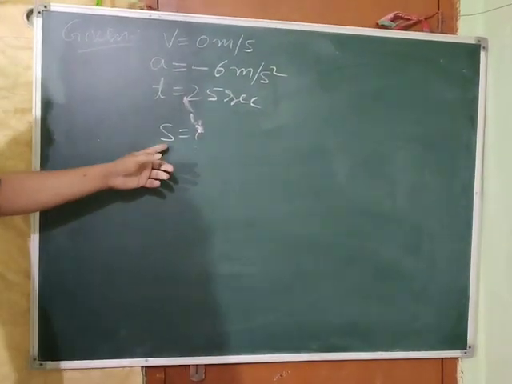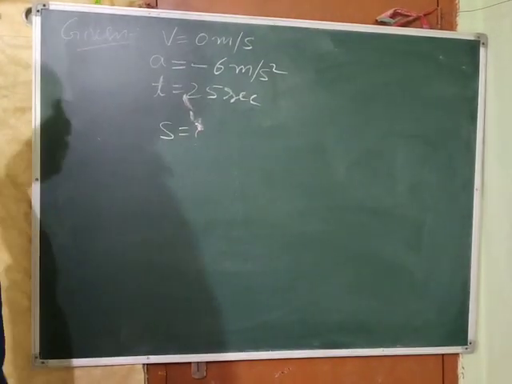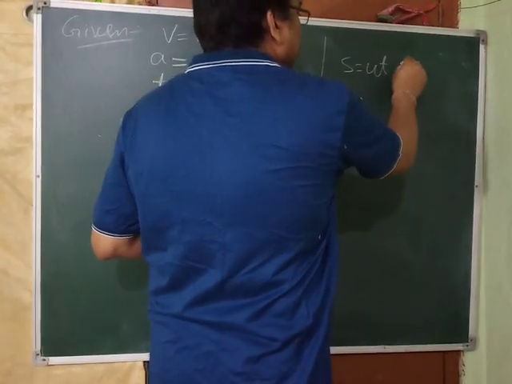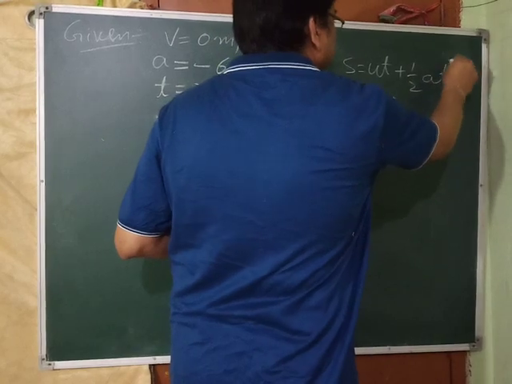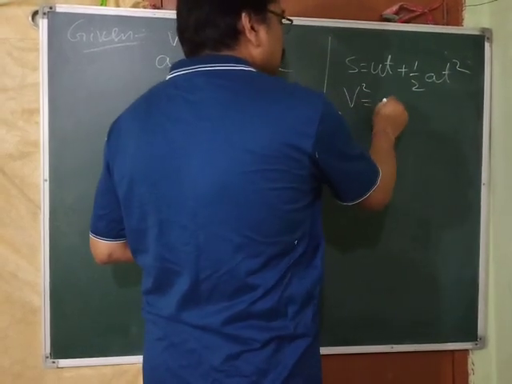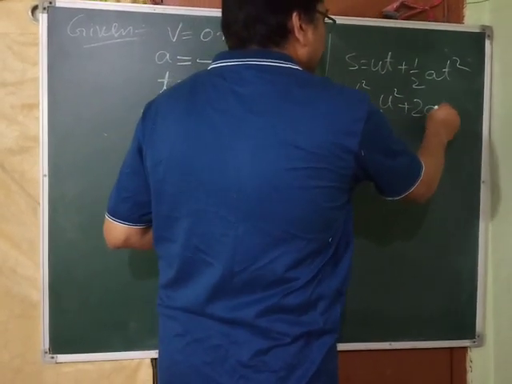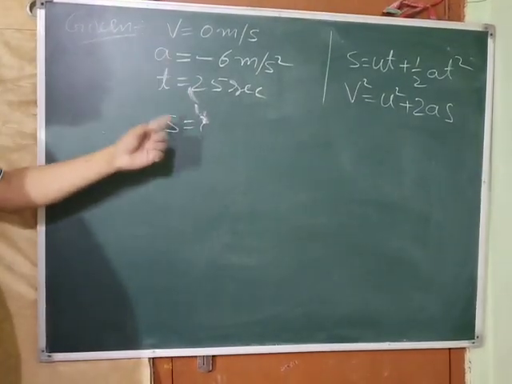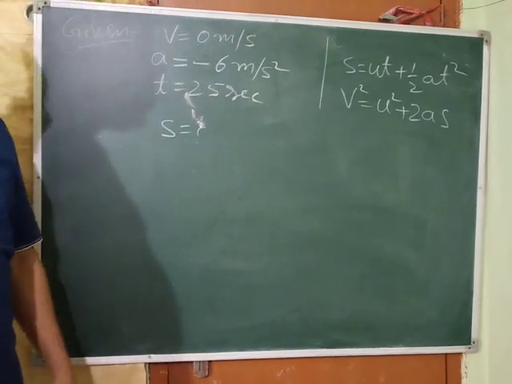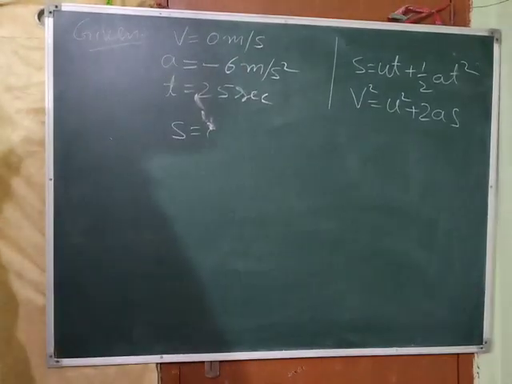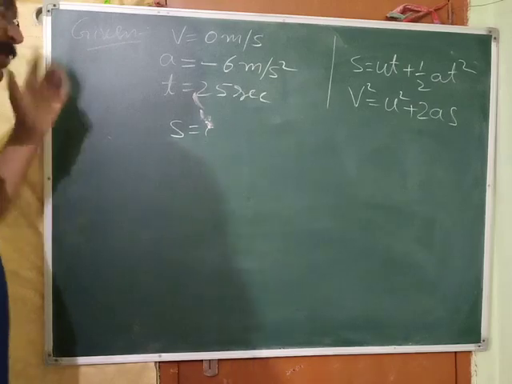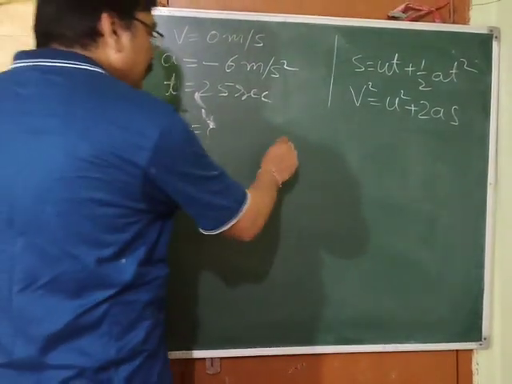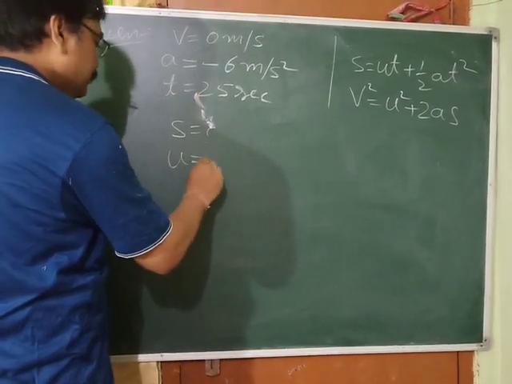But whichever formula you are going to use for distance, either s is equal to ut plus half at square, or v square is equal to u square plus 2as, in both you require u, but u is not known to you. So our first duty is to find u. Only then we can find out the displacement. So to find u, what we have to do?